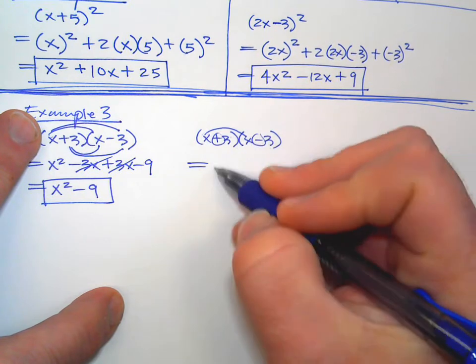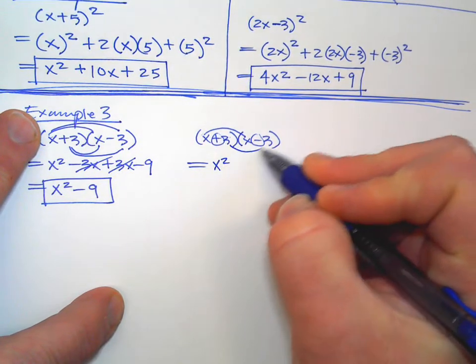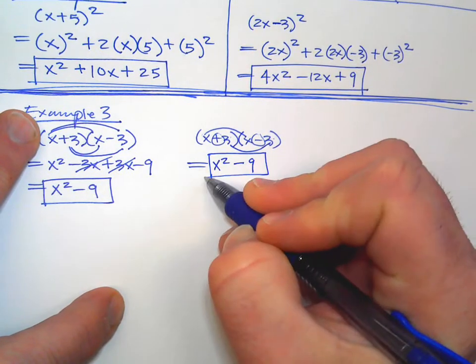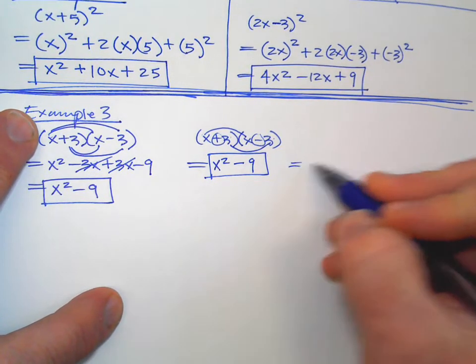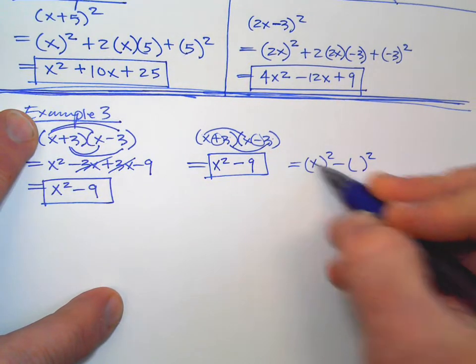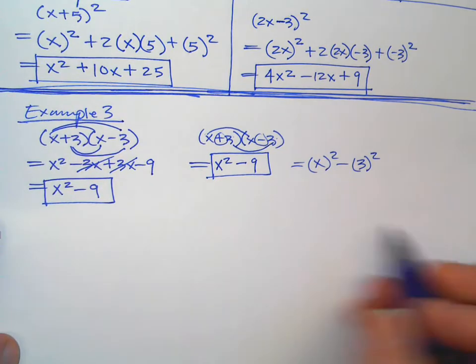So you could just do first, x times x is x squared. And then last, 3 times negative 3 is minus 9. And you just get the answer right away. Now, to me, that's worth it. Now, really, what you could think of this as is it's the first thing squared minus the second thing squared. It's x squared minus 3 squared. You get x squared minus 9. Okay? So this is the sum and difference pattern.